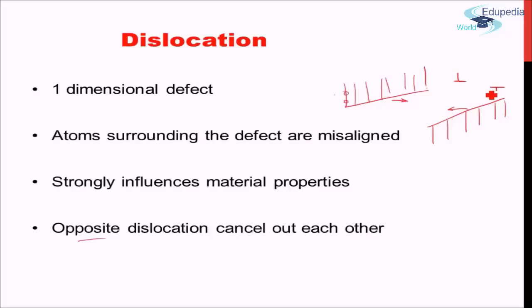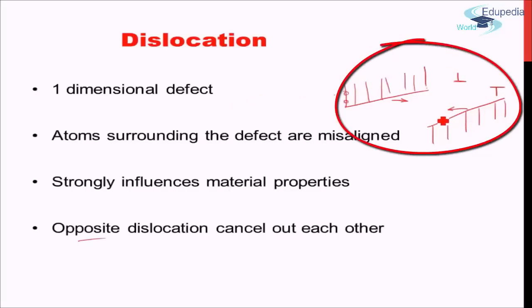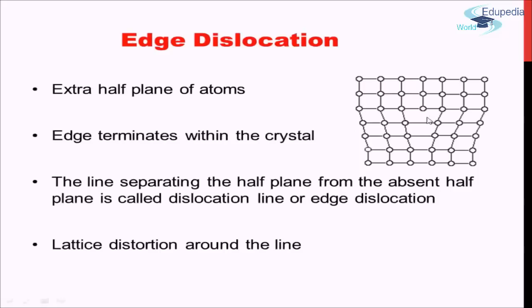Okay, so now that we have a rough idea about what a dislocation is, let us see the specific kinds of dislocation, that is the screw dislocation and the edge dislocation. We'll start with edge dislocation. These two dislocations which I have shown here are examples of edge dislocation. Okay, so in edge dislocation, here is an example.